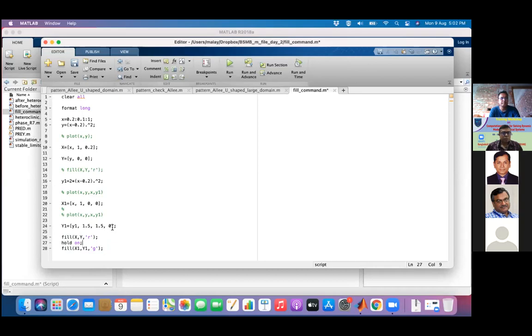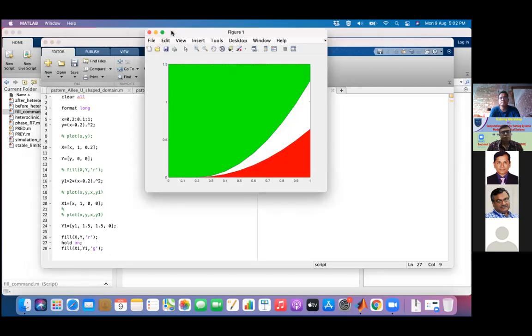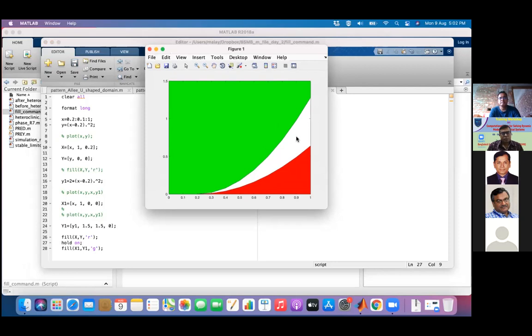So just try to understand what I'm plotting here. Apart from x and y1, I'm joining the point (1, 1.5), then (0, 1.5), and then (0, 0). If I combine these two and ask MATLAB to plot, then it will create this kind of picture. And now if you want to plot this particular region with a different color, first you define this curve, then join with this point, and this part is quite interesting. You need to define it in a reversed way.